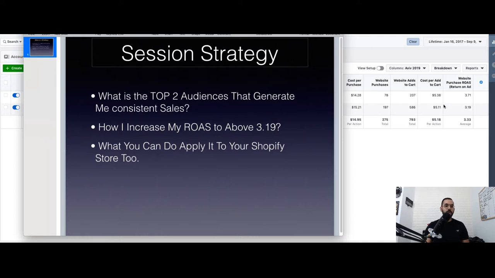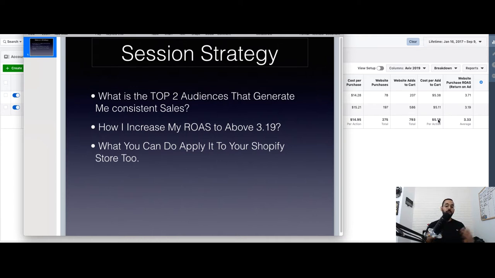And the cost per add to cart is actually so low, and just to explain why I say it's low, our average order value in the store is in the range of 60 bucks, which means we sell expensive products. We don't sell crap. We don't sell products at 10 bucks, 15 bucks. Okay, this is not how our model works.